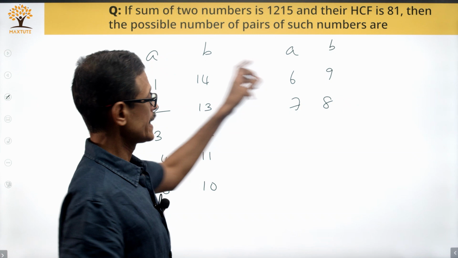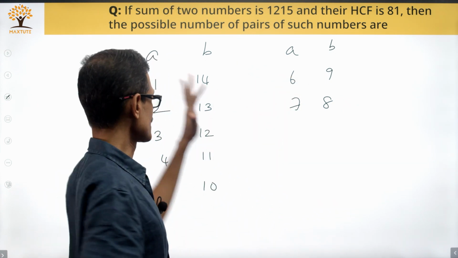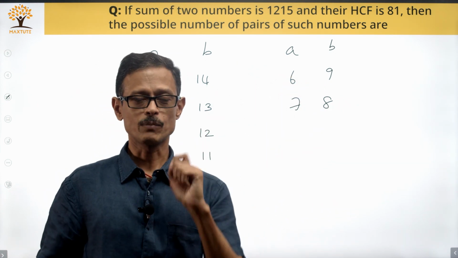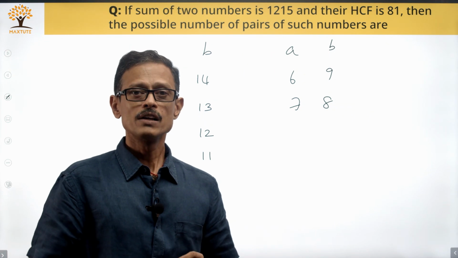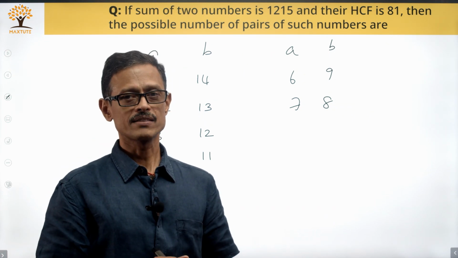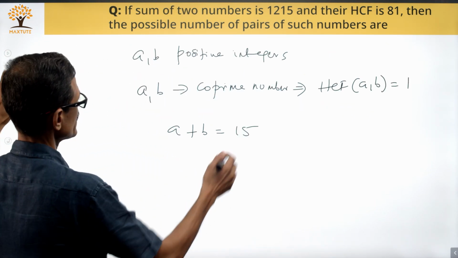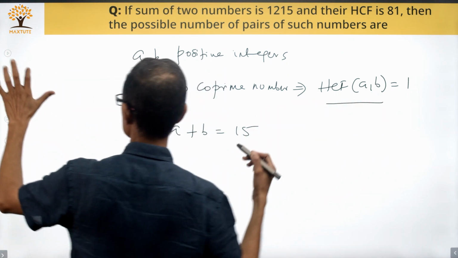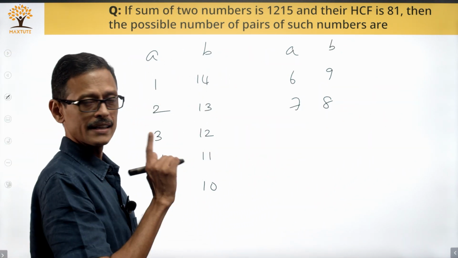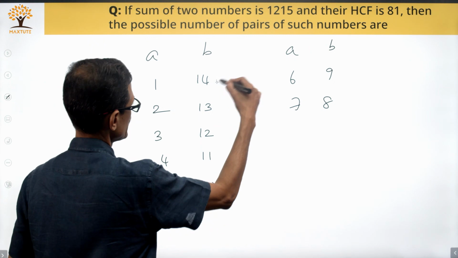So we have found a and b being positive integers such that their sum is equal to 15; 7 pairs are possible. Now we need to pick only those pairs where their HCF is 1. That's the next step that we're going to be doing. 1 and 14, HCF is equal to 1. So we'll basically pick this.